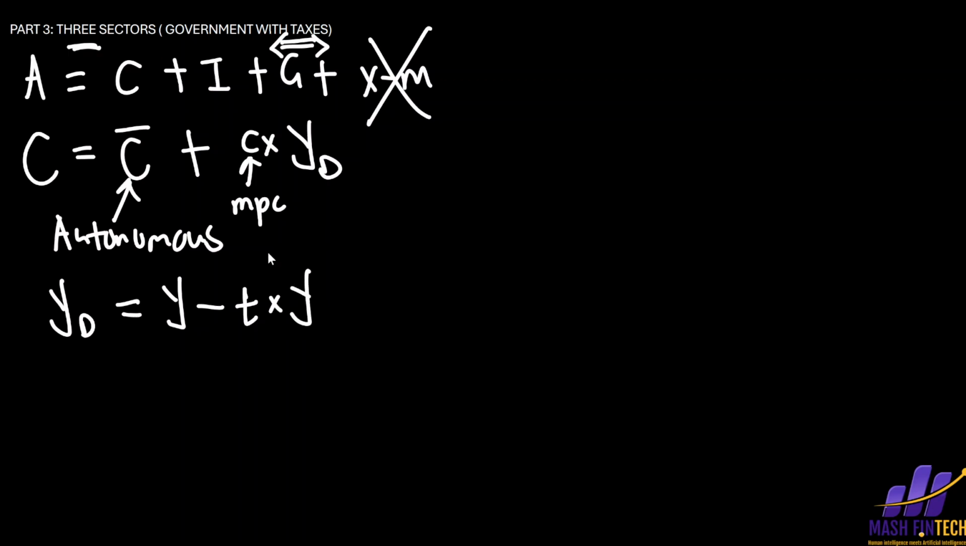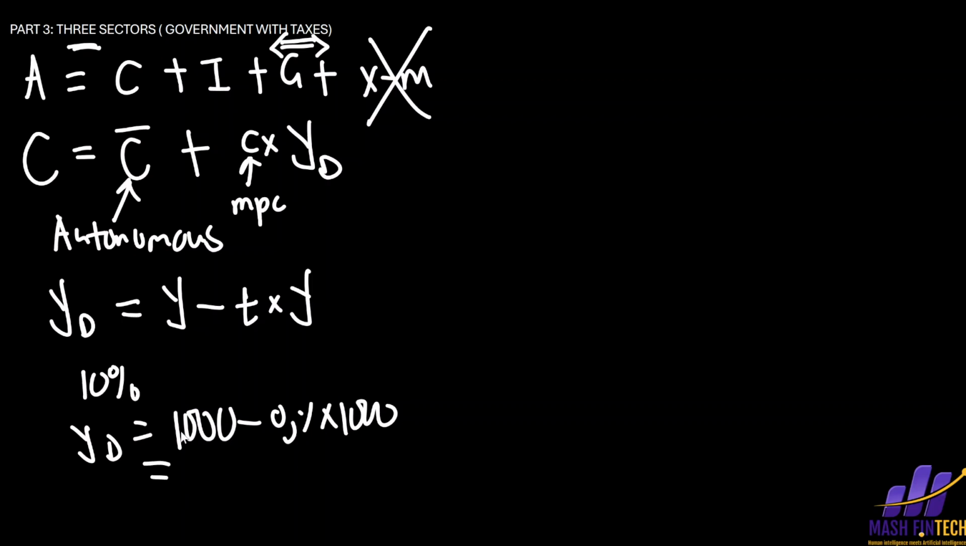For instance, if the tax rate is 10%, for example, what it means is that if you're getting paid $1,000, your disposable income is that income of $1,000 minus 10% of that $1,000, which equals 1,000 minus 100. You end up with a disposable income of 900. This is the money that you have at your disposal. And therefore, if you factor out Y here, your disposable income is (1 minus T) times Y.